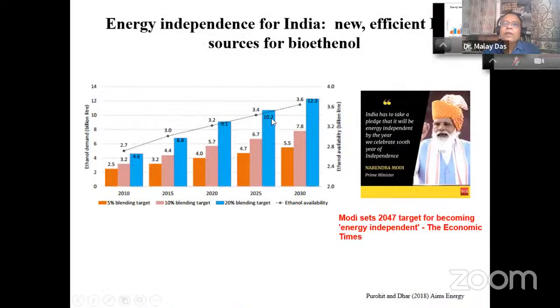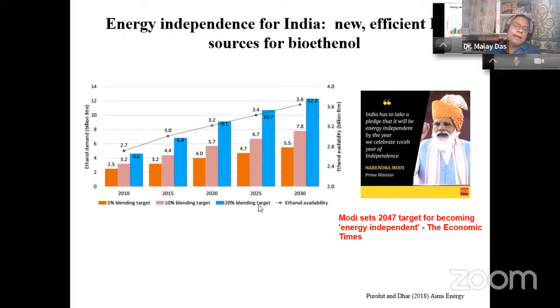Now, this is the pledge that the Indian Honorable Prime Minister has made: that by 2047, the target for India is to become energy independent, and I got this from the Economic Times newspaper. Now, what is the idea of this energy independence? Are we aiming to wake up one fine morning and decide that we are going to stop using coal and petroleum? No, that is not a sustainable model.